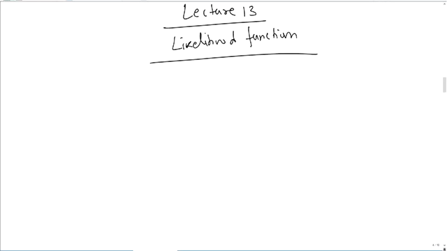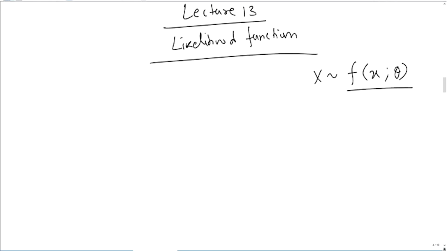Welcome back. So this is lecture 13 and we were talking about the likelihood function. What I said in the previous lecture was that if you have a random variable x which is assumed to come from a probability density function f of x theta, right? This is the underlying probability density function.